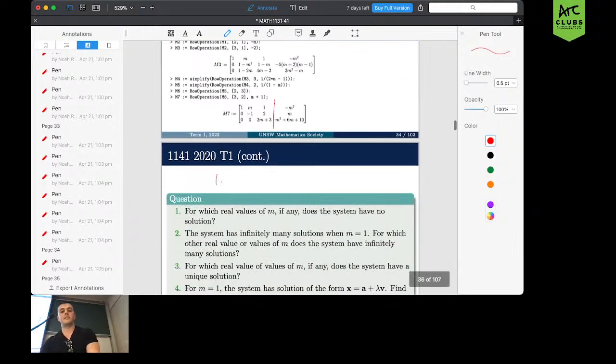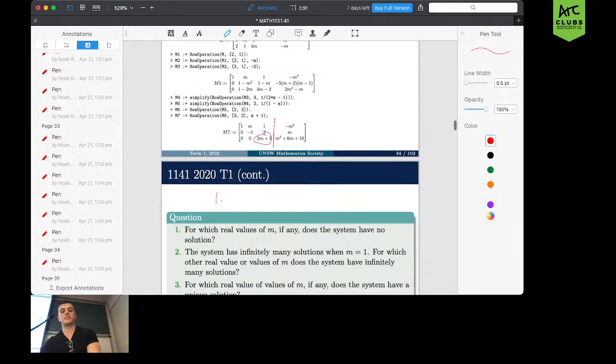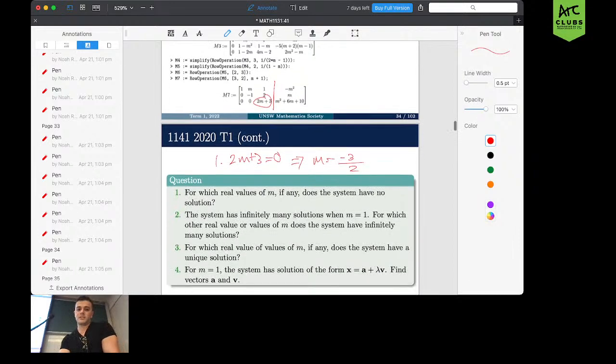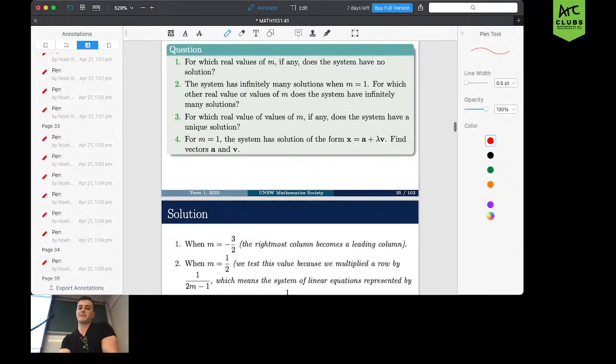That problem happens when this part is 0, right? So 2m plus 3 equals 0, which means that m equals -3/2. So that's when the system would have no solutions, because you have 0x, 0y, 0z equal to something that's non-zero. And that's what you're seeing there.